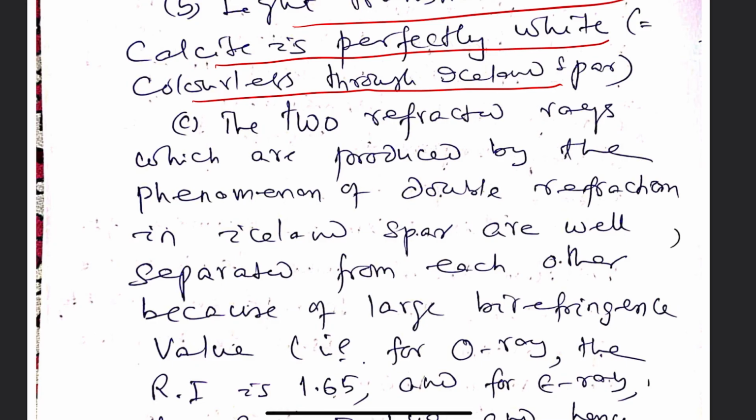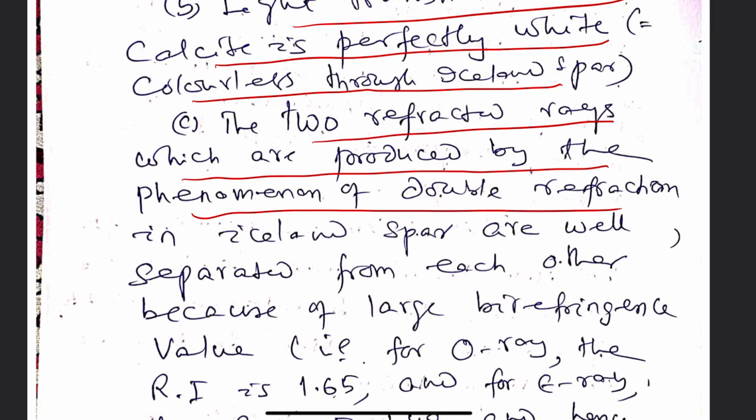And another reason is that the two refracted rays which emerge through double refraction in calcite or Iceland spar are well separated from each other, so that steps can be taken to eliminate one of them and allow the other set of light rays to pass through in order to produce the phenomenon of polarization, which can be fruitfully used in microscopes. So these two rays are well separated.